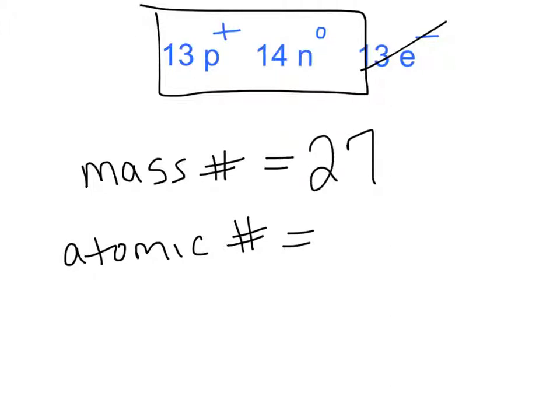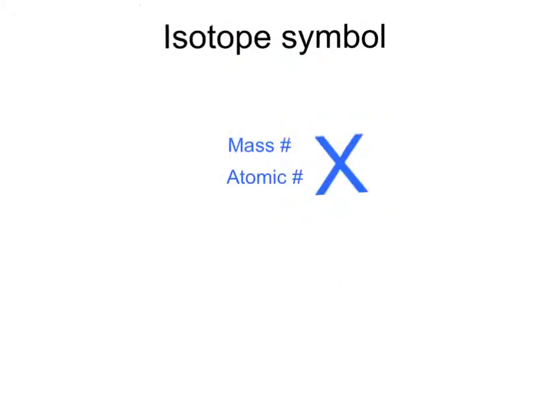The atomic number is just the number of protons. So this atom has 13 protons, so its atomic number is 13. The protons determine the properties of the element. This element has certain properties because it has 13 protons. If it had 12 protons, it would act like a different element, have all the properties of a different element.